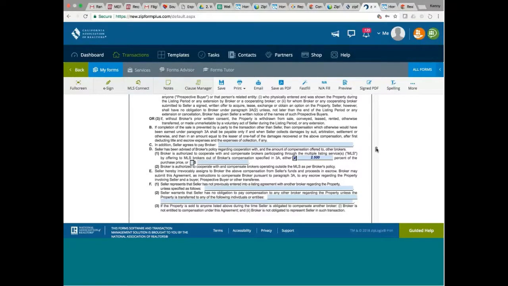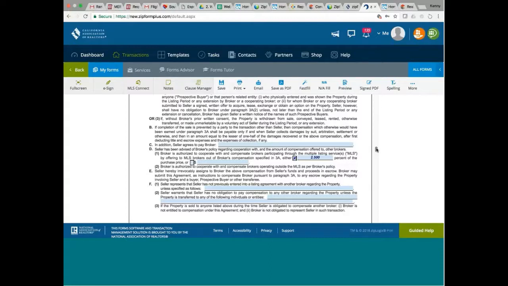Now, if for whatever reason, during the transaction, the completion of the sale is prevented by someone to the transaction other than seller, such as in the case of a buyer, then the compensation which otherwise would have been earned under paragraph 3A shall be payable only if and when seller collects damages by suit, arbitration, and so on.